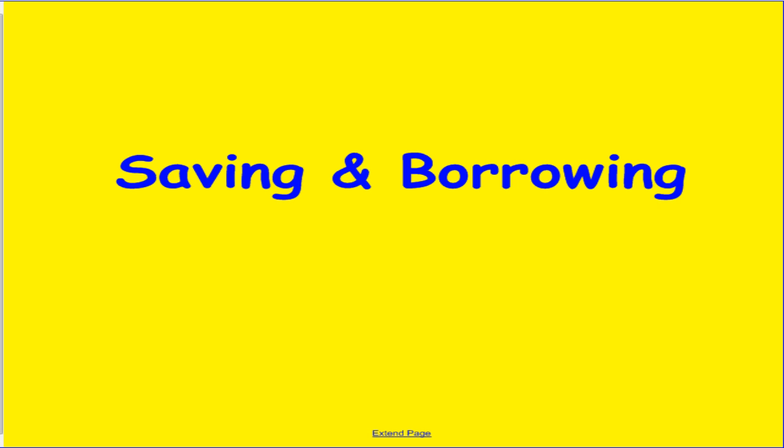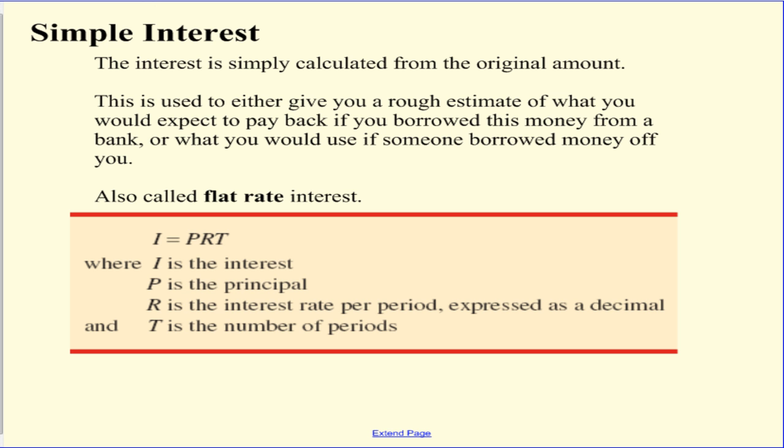This is our first lesson on saving and borrowing. In this lesson we're going to be looking at simple interest. Now, simple interest is calculated from an original amount. It's used to give you a rough estimate. This is only a simple and crude basic way of working out the things you need to find, and it'll calculate interest based on what you borrowed from the bank or how much you lent someone and charged interest from them.